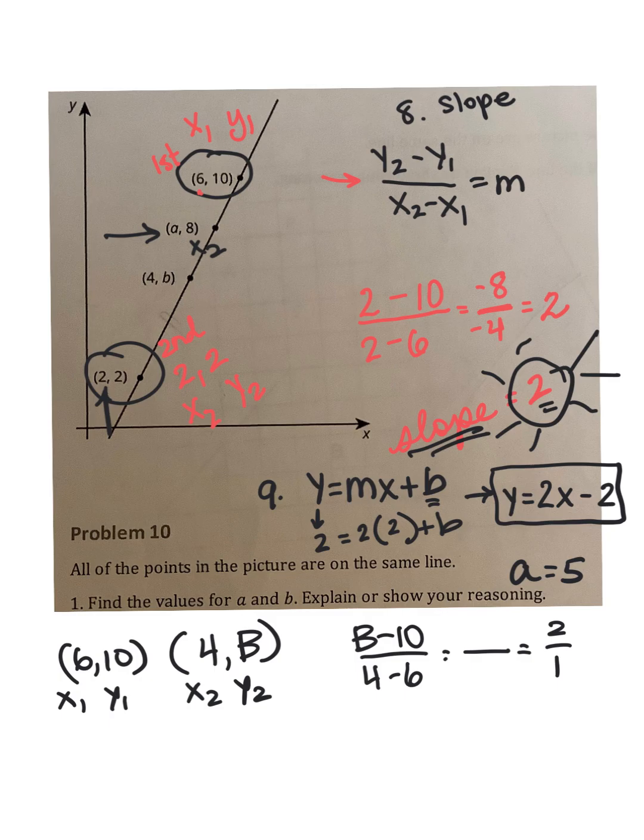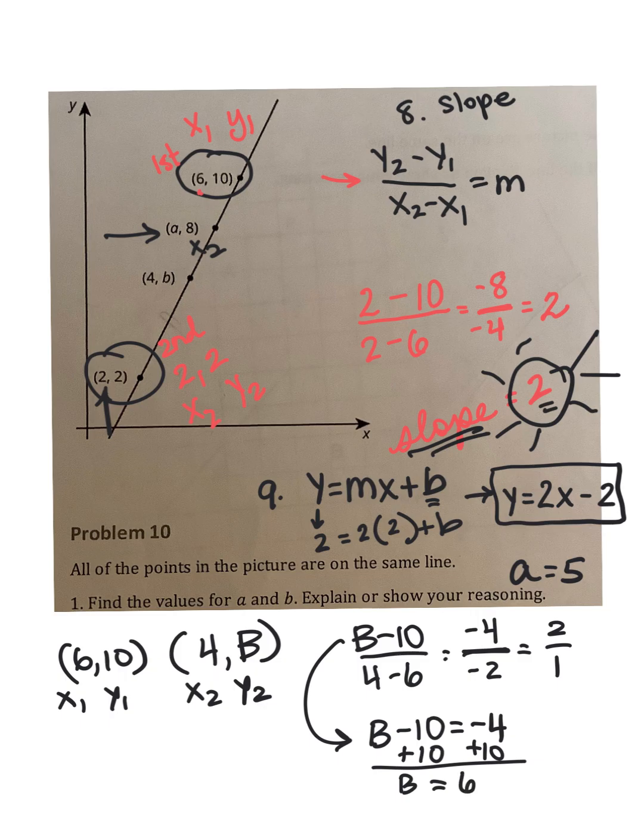4 minus 6 is negative 2. So let's ask ourselves, what number divided by negative 2 equals positive 2? That's right, it has to be negative 4. Because negative 4 divided by negative 2 is positive 2. So now let's come back over here. B, some number minus 10, has to equal negative 4. So if you can't do that in your head, we can add 10 to both sides, and that will give us B is equal to 6.